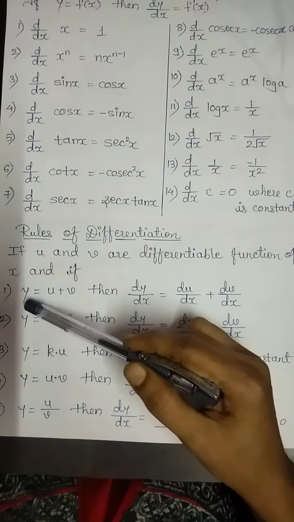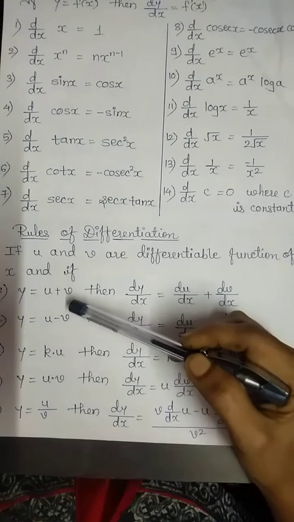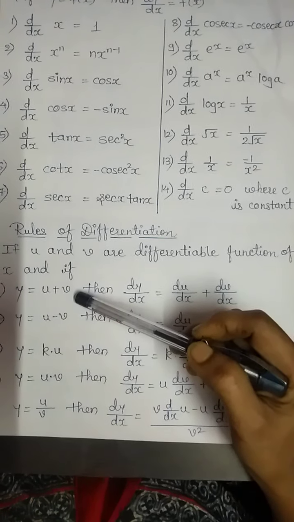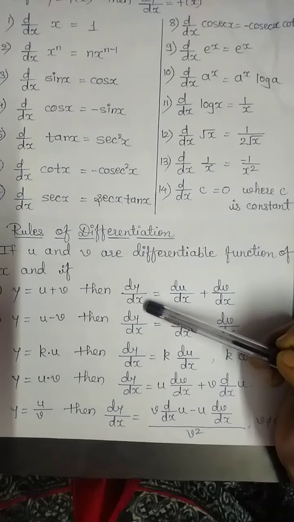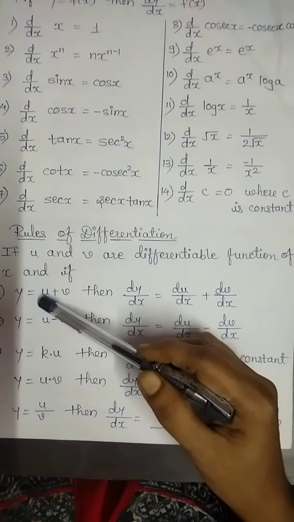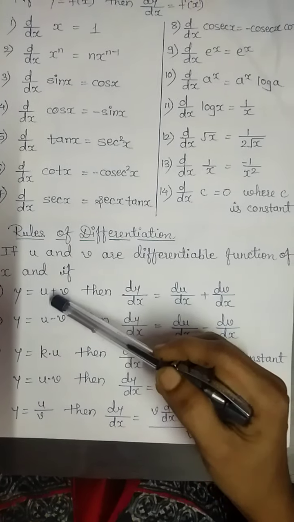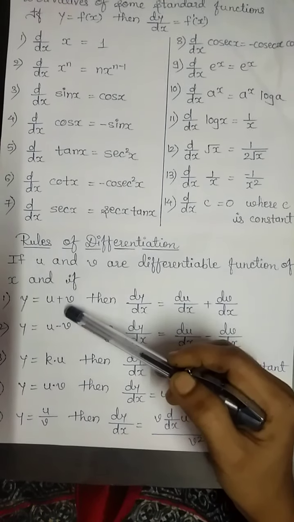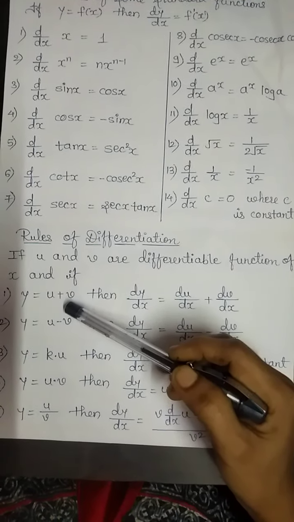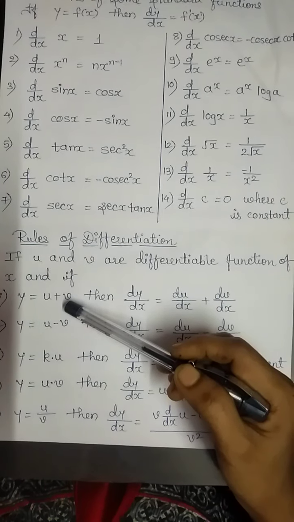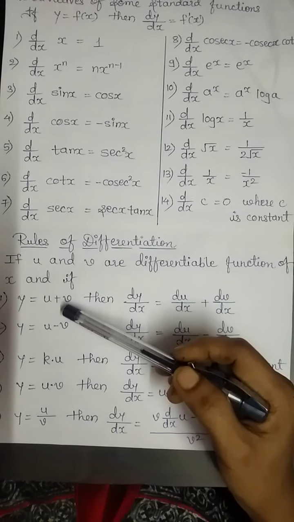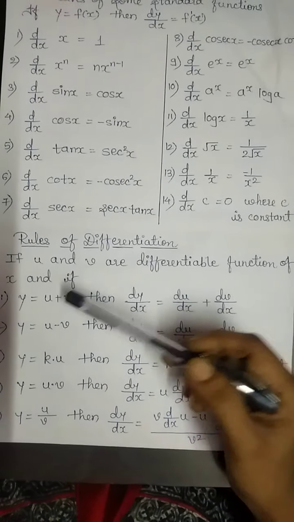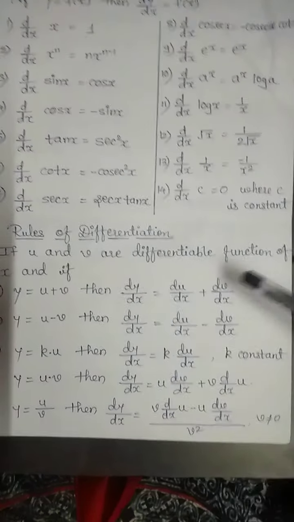Means if any function is given in the form of addition of terms, then while finding the derivative, simply we will find the derivative of first term plus derivative of second term. Suppose more than 2 terms are present, means 3, 4 or more terms, in that case also we will find derivative of each and every term by considering the middle sign as plus.